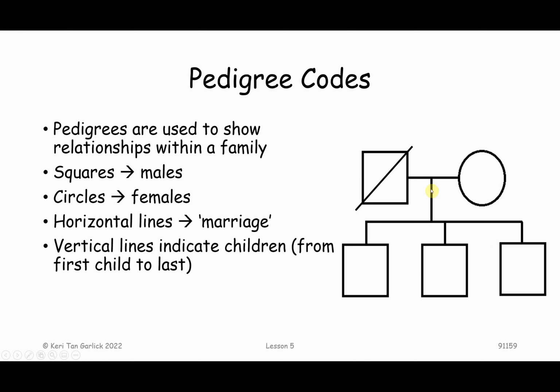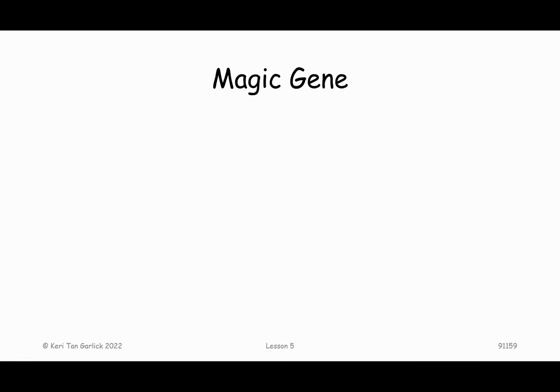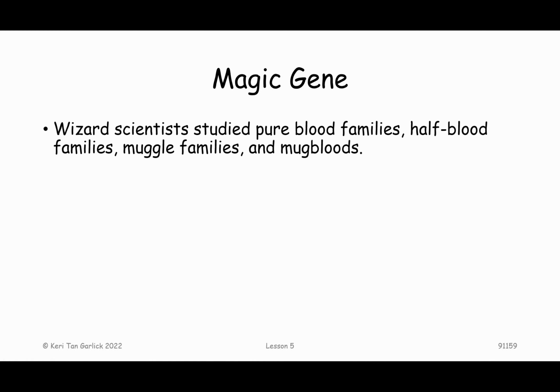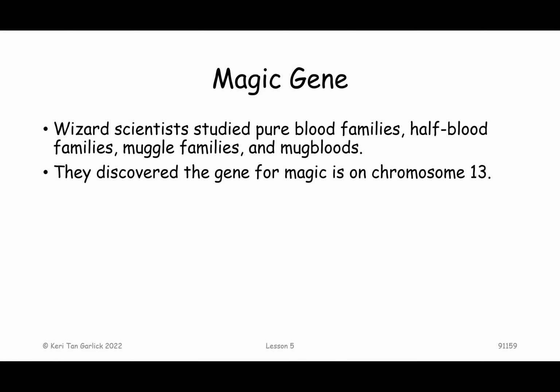The vertical lines are referring to children that are from that crossing. And then if you see a slash through an individual, it means death, so no longer living. And you'll see that with family trees. So I've created an example pedigree chart with the magic gene, because I love Harry Potter. And we're thinking about wizarding families and pureblood wizarding families and half-blood wizarding families and muggle families and mugbloods and all that sort of thing.